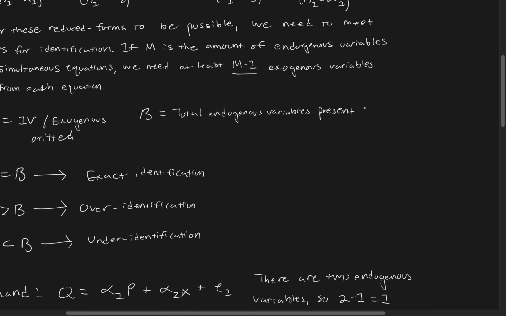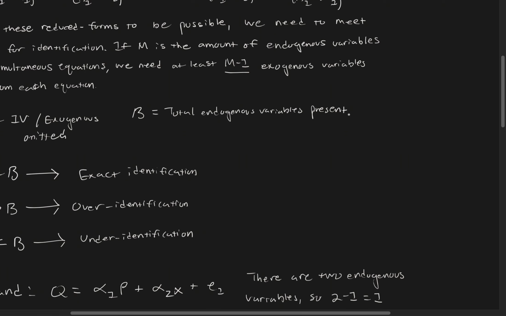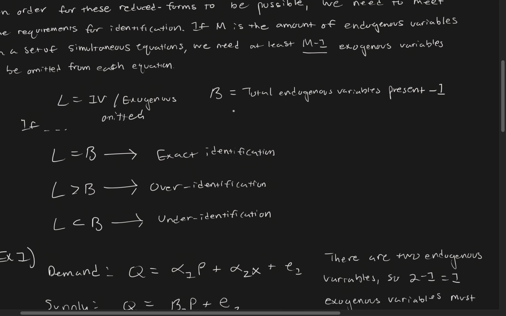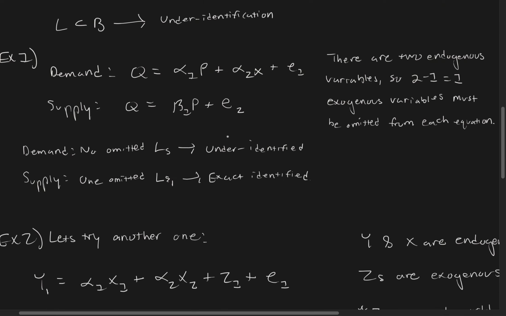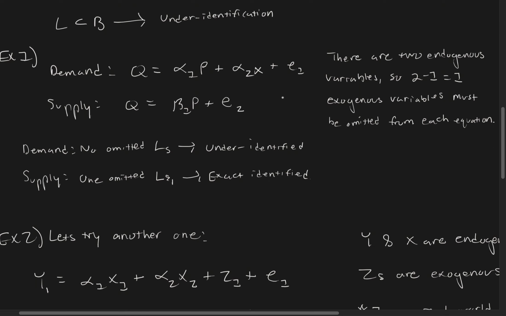You should, okay, I think this is -1 because total endogenous variables -1 because we need n-1 exogenous variables. So we have no omitted for the demand, so it's under-identified. And then for supply, we have exactly one identified, which is what we need. We need one exogenous variable to be omitted from each equation, and that's what the supply does. So it's exactly identified.